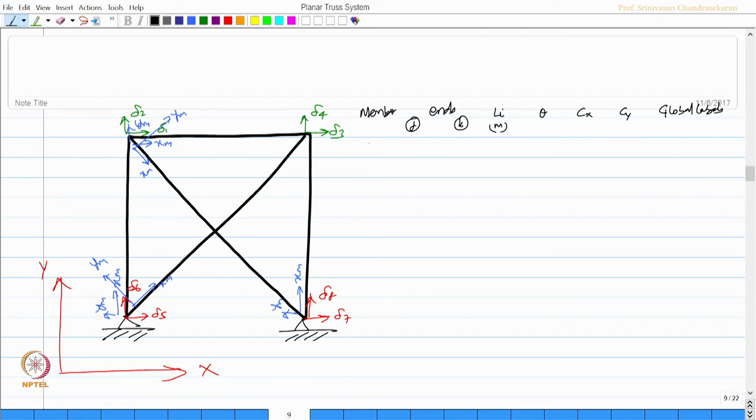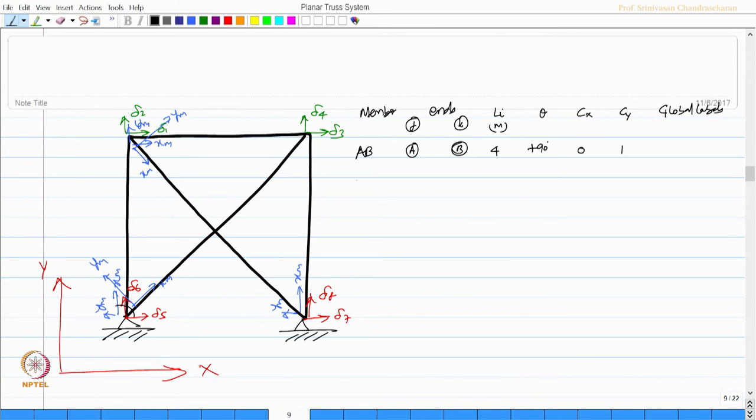So, for the member AB, the joint A and B are at J and K respectively. This is 4 meters, theta is plus 90. You have to measure XM angle with the reference axis. So, this is 90 degree. Therefore, cos and sin can be worked out. I will fix the global label slightly later.